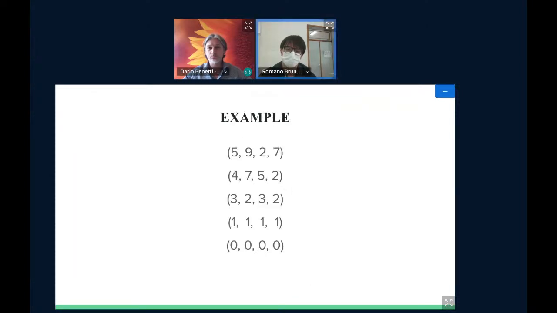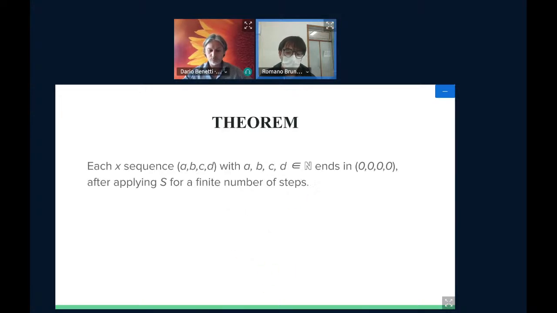So here's an example, and you can see there are 4 natural numbers: 5, 9, 2, and 7. And below there are sequences with the distances between them. So we have 4 between 5 and 9, 7 between 9 and 2, 5 between 2 and 7, and 2 between 5 and 7. So we proceed in this way, and we get a final sequence with 4 zeros.